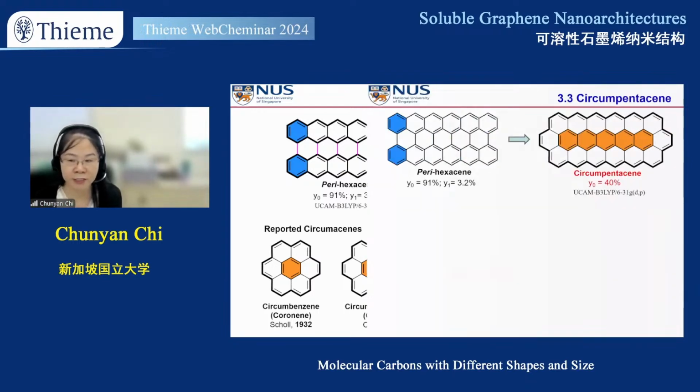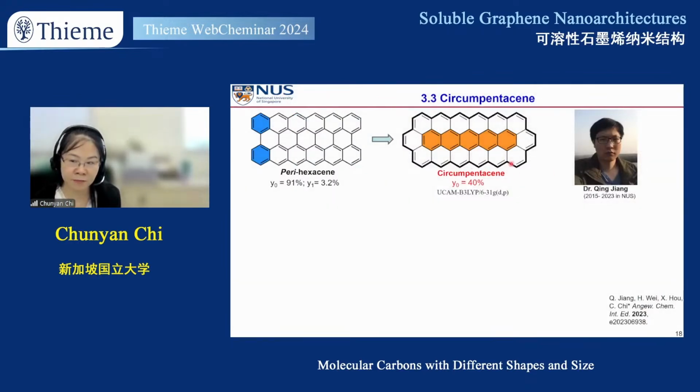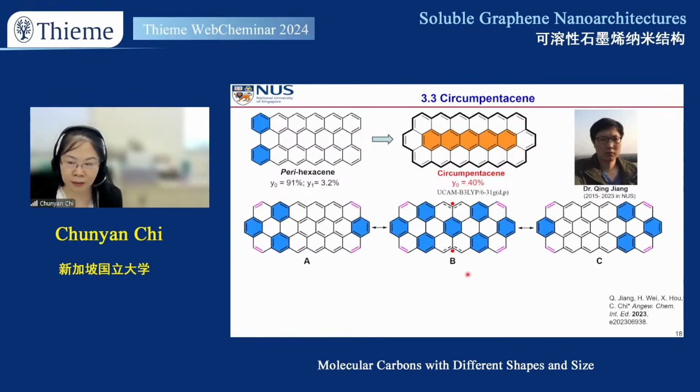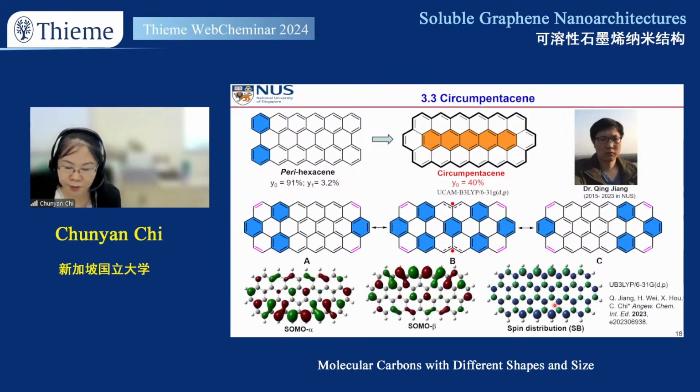Then we did calculation. We found that the circumpentacene has diradical character around 40%. So then we did resonance structures, and this is the diradical resonance structure. In this structure, we can draw 7 aromatic six-membered rings. And this is the spin distribution map. The spins are mainly delocalized along the zigzag edges.